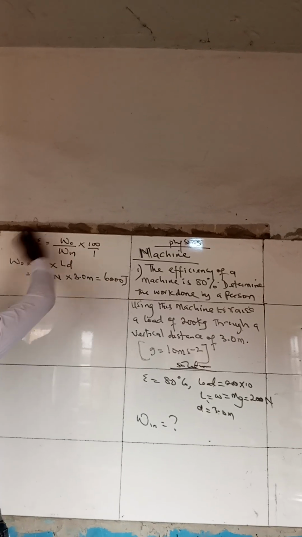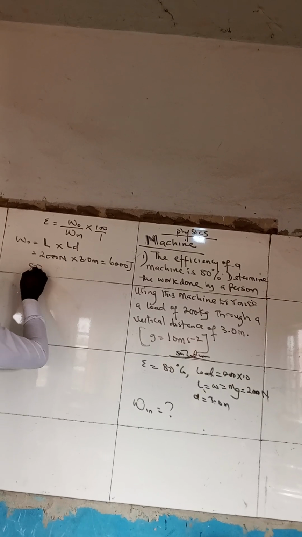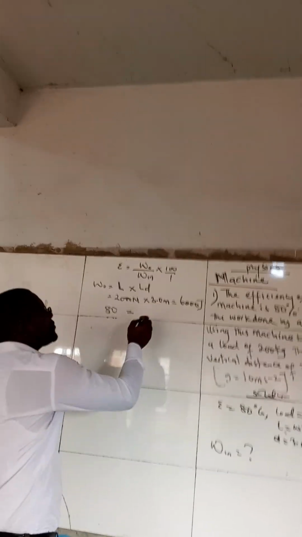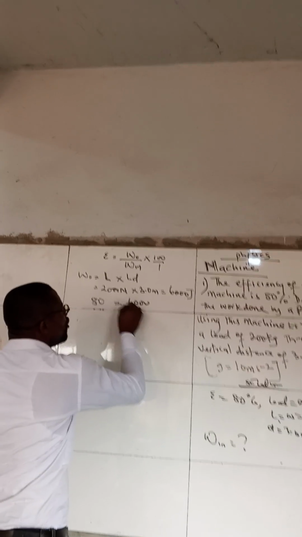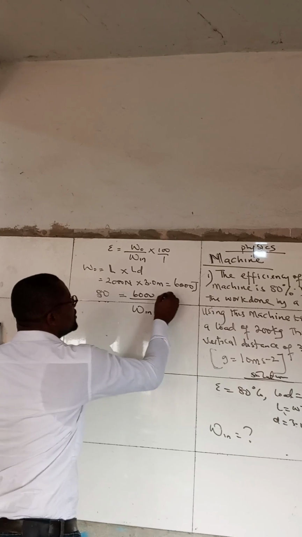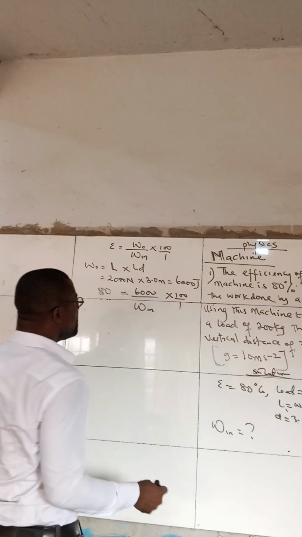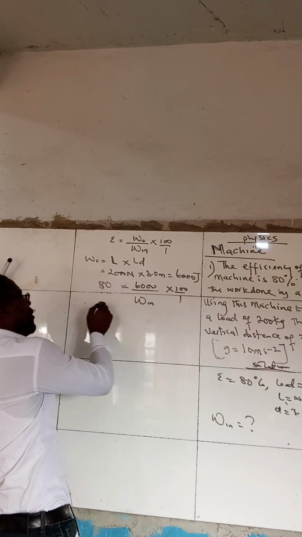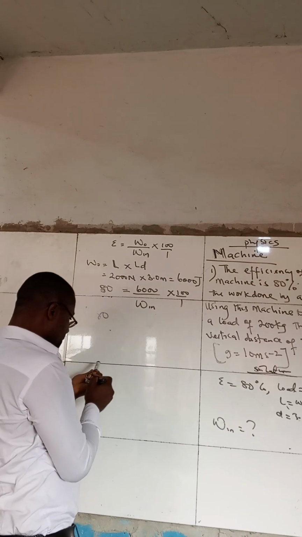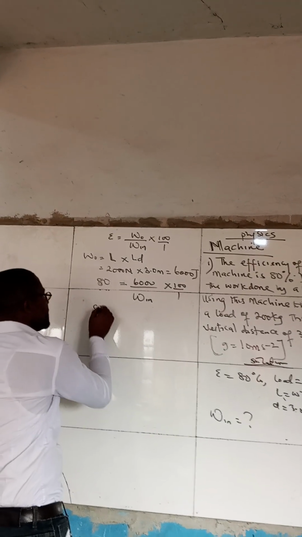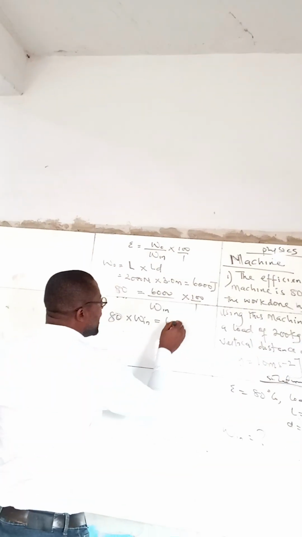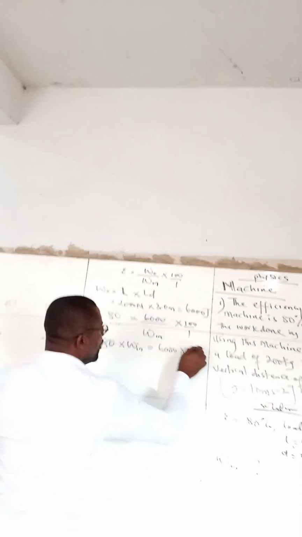Then we can substitute everything in this equation. The efficiency is 80, so 80 is equal to the work output, 6,000, over work input, times 100 over 1. You can make work input the subject of formula. When you cross multiply, you multiply this with this, which is 80 over 1. So I have 80 multiplied by work input equal to 6,000 multiplied by 100.